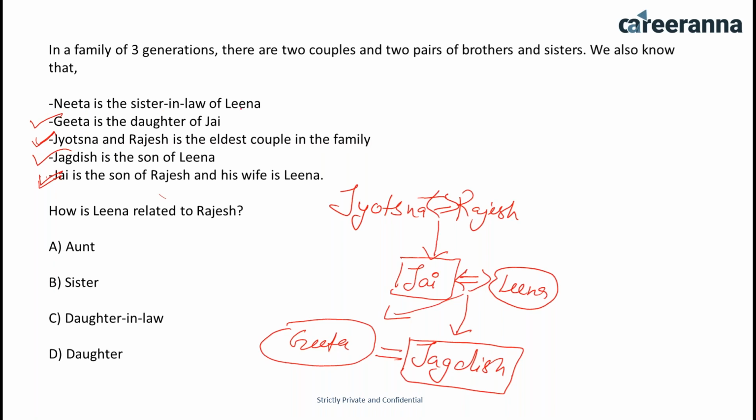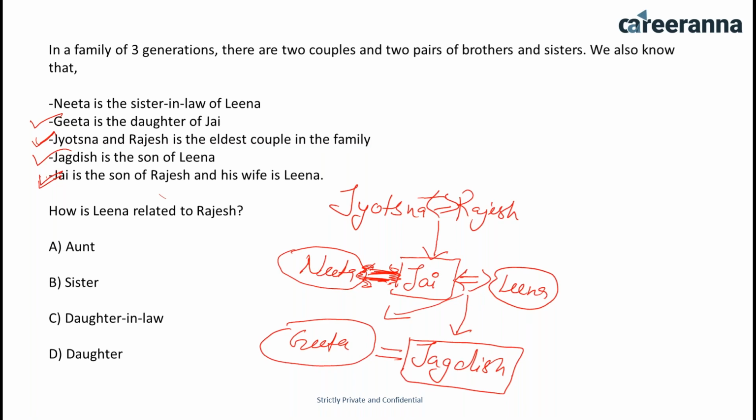Neeta is the sister-in-law of Leena. Now you already know that Neeta is the sister-in-law of Leena, so that means she is going to be the wife of, oh sorry, the sister of, let me remove this. See, she is going to be the sister of Jay. So here is going to be Neeta. Neeta is the sister-in-law of Leena. Only then you can say that Neeta is going to be a female because she is the sister-in-law of Leena.